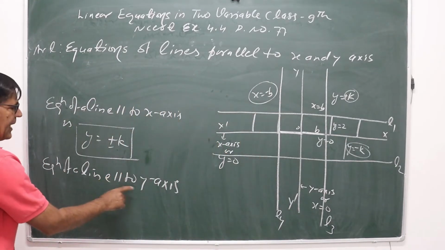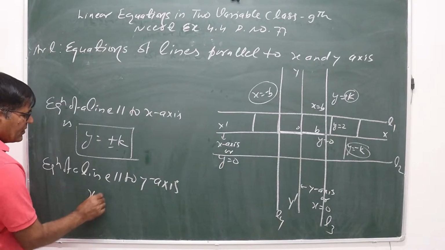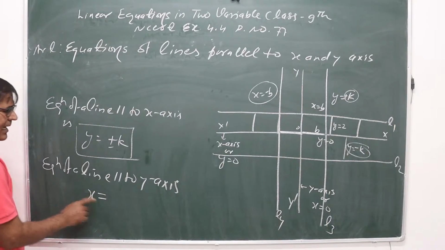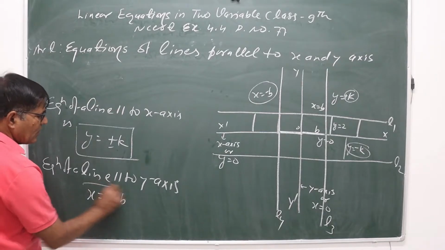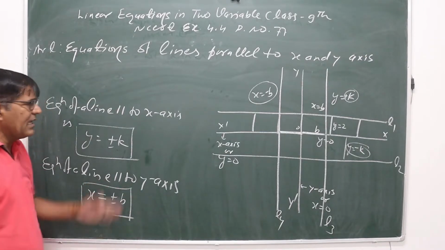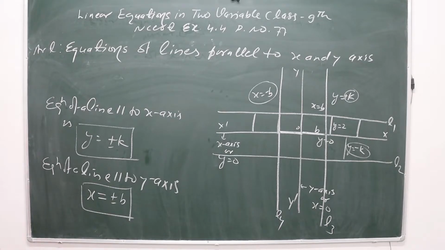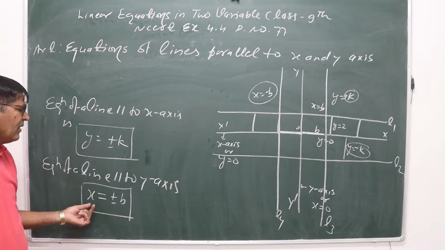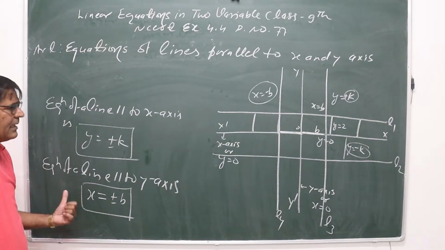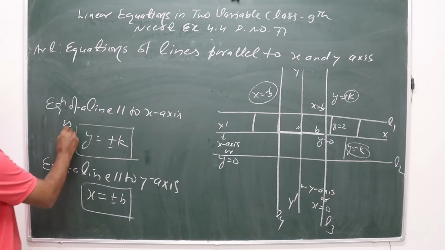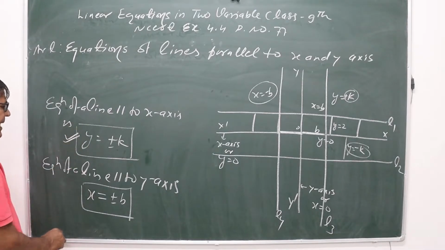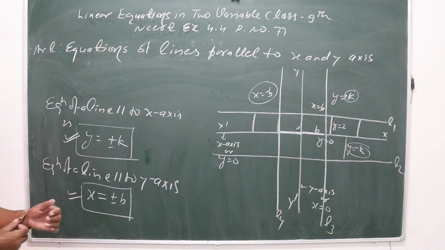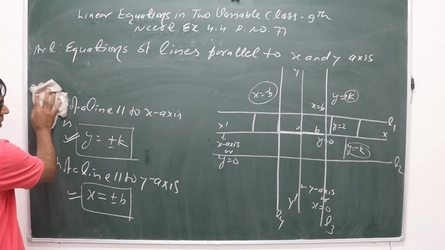So the equation of a line parallel to the y-axis will always be x equals plus or minus constant. If the constant is positive, the line is parallel to the y-axis and on the right side of the y-axis, and if x equals a negative constant, then the line is parallel to the y-axis but on the left side. So these are the equations of lines parallel to the x-axis, and this is for parallel to the y-axis. Now we will discuss Exercise 4.4. So please pause the video and note down.